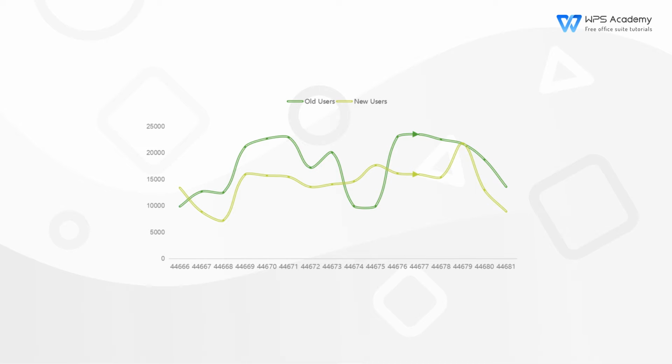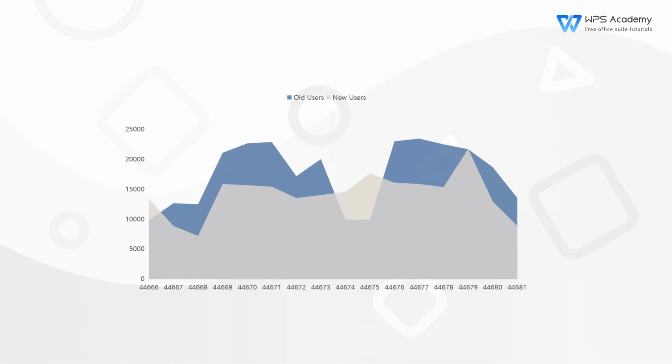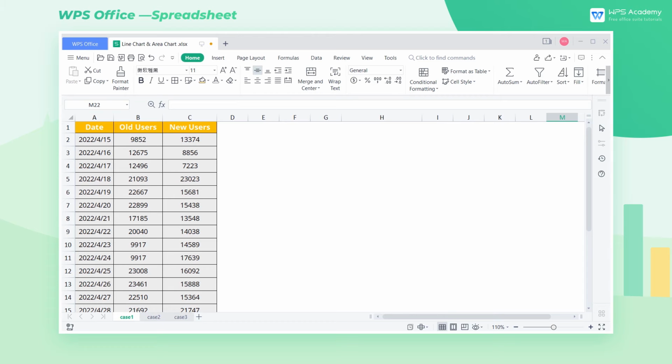When do we need line charts? And when will we turn to area charts? I'll tell you the answer using the same example. This is the website's click statistics table. Column A represents the date, while columns B and C are the hits of new and old users, as both the line chart and the area chart are tied to time.